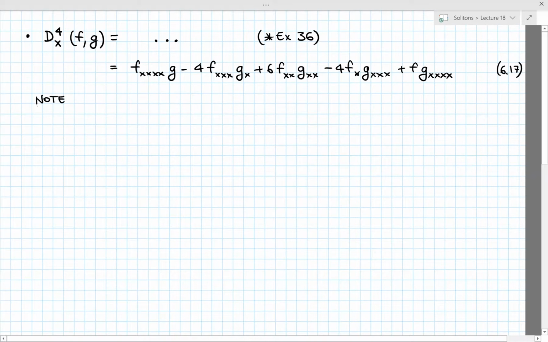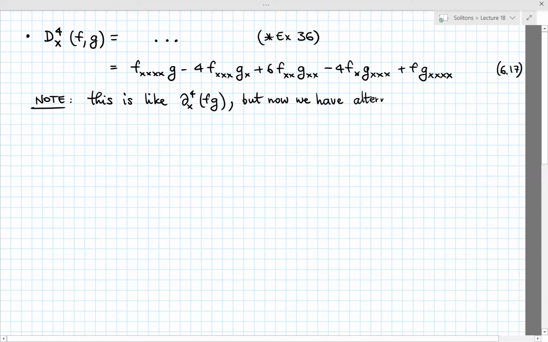Now observe that what we found is essentially the same result that you get when you calculate the 4th ordinary x derivative of the product f times g. But now we have alternating signs. So we'll explore this further in the problems class.